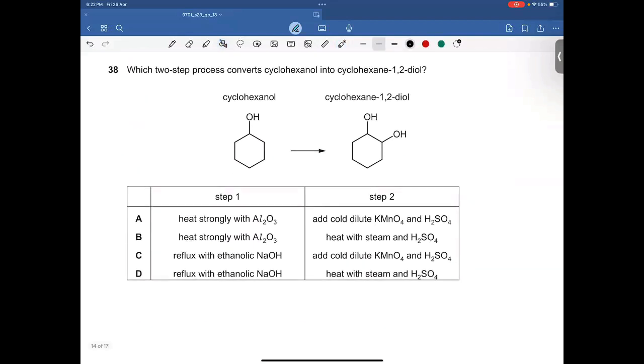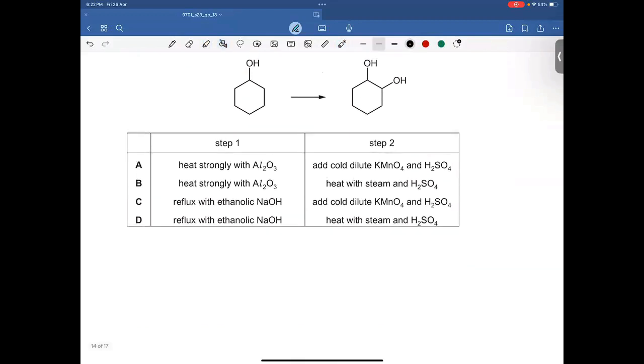Which two-step process converts cyclohexanol into cyclohexane 1,2-diol? The issue is two-step process. Okay, this is cyclohexanol, which is an alcohol. So first, what we need to do is we need to dehydrate it by using dehydrating agent like aluminum oxide under heat. So you will get cyclohexene.